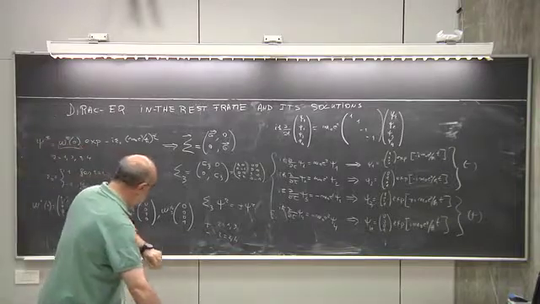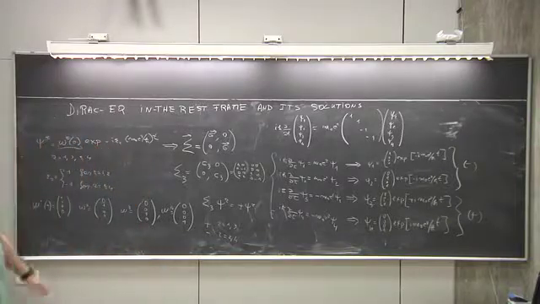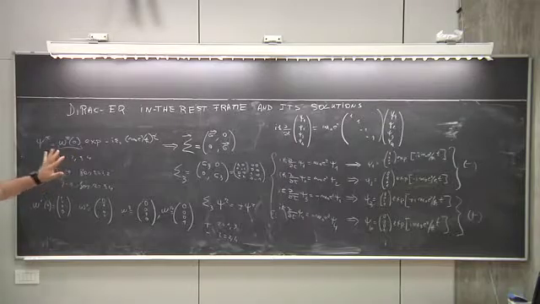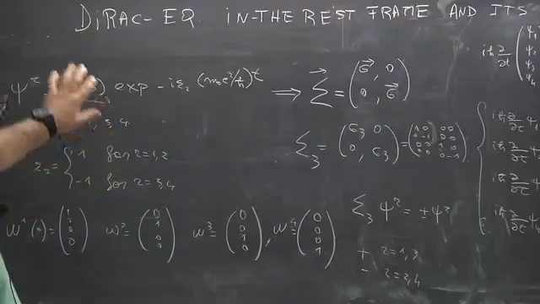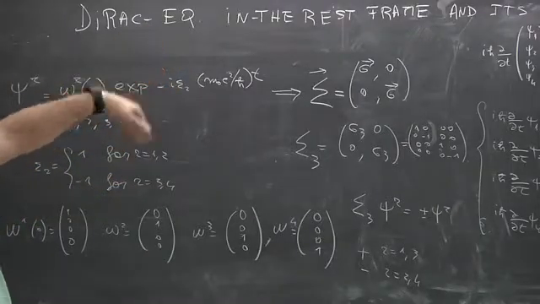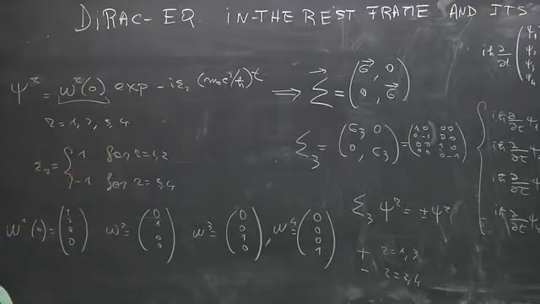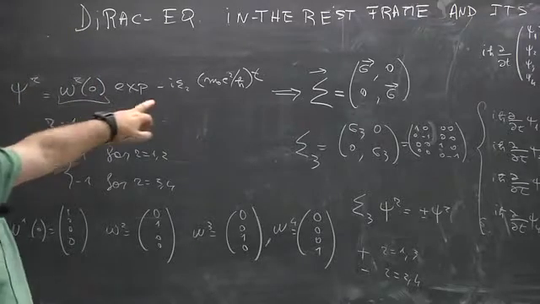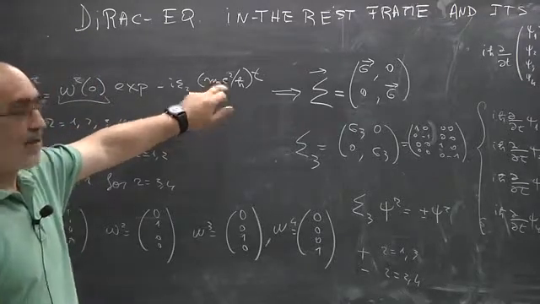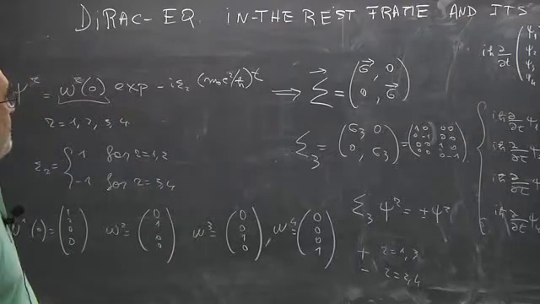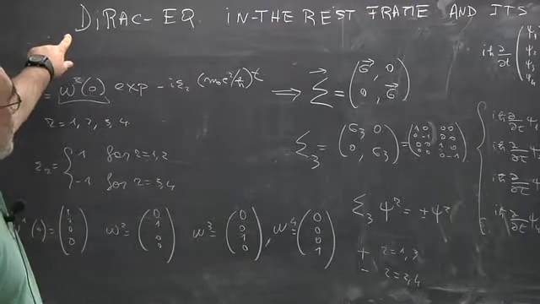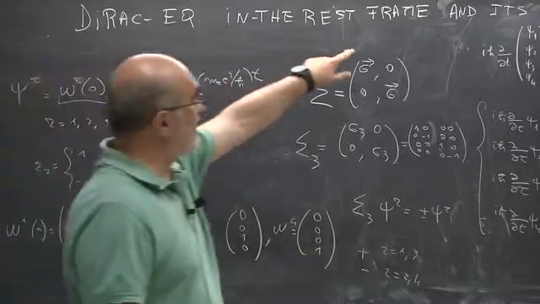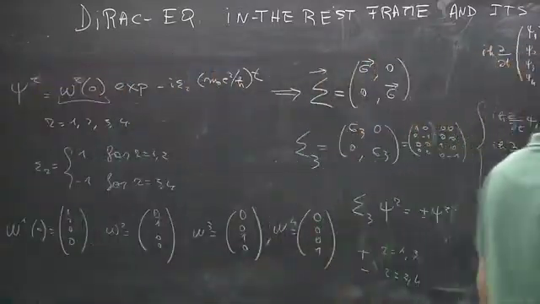But before doing that, is it clear? Can I cancel? No, this is for the rest frame. Now we will go and do it for a massless spinor, for a massless Dirac fermion. This is not massless. You see, it has a mass here. So this is the solution for what is above there: the Dirac equation in the rest frame and this solution.